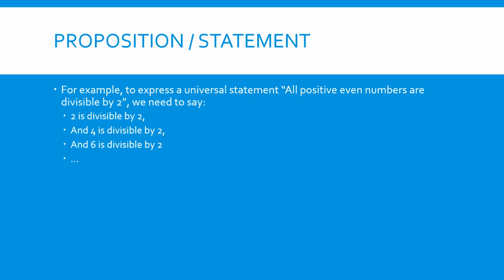Similarly, consider a universal statement that all positive even numbers are divisible by 2. To express it using statements, we need to say the following. 2 is divisible by 2, and 4 is divisible by 2, and 6 is divisible by 2, and so on. We cannot even exhaust all positive even numbers in this case.